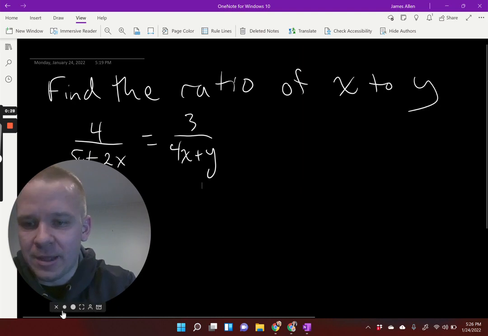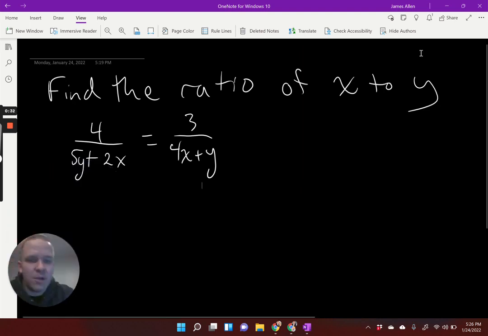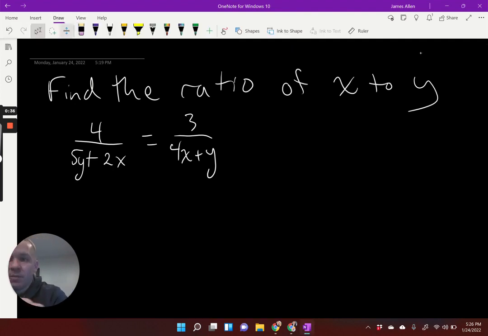All right, let's math here. Let's math now that we're done with the shenanigans. All right, find the ratio of x to y. So for this one, I need to first start by cross multiplying. So I'll have 4 times 4x plus y. Make sure that you distribute if you're doing this on the fly especially.